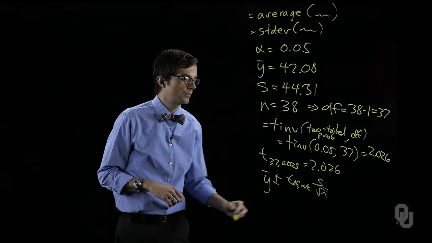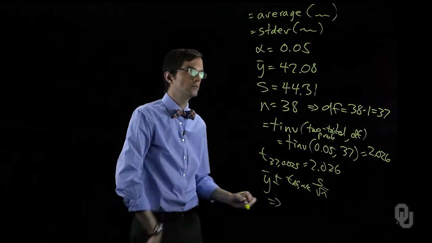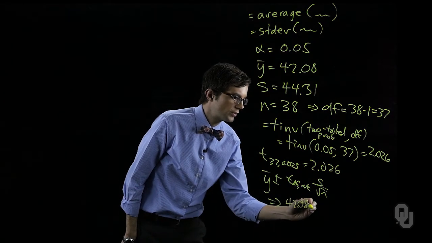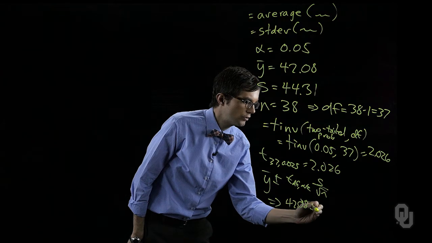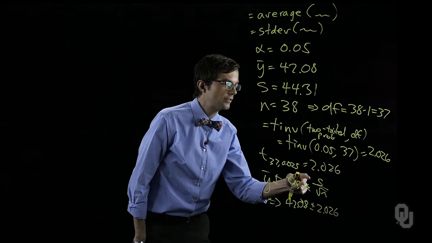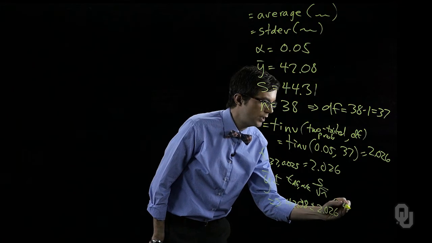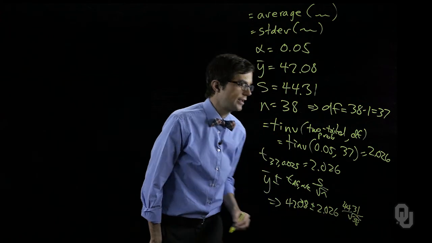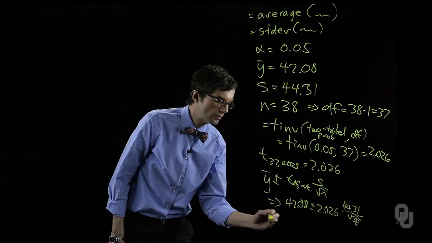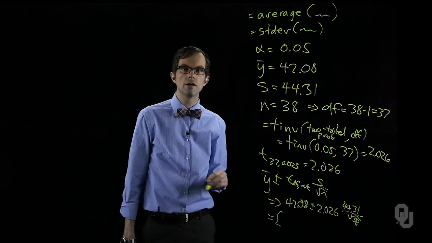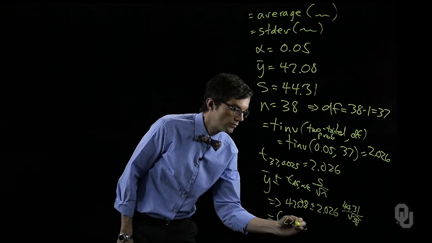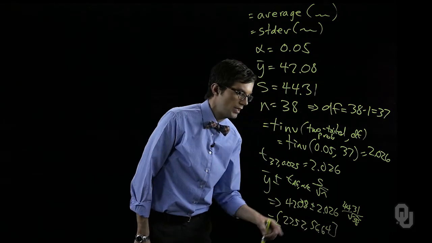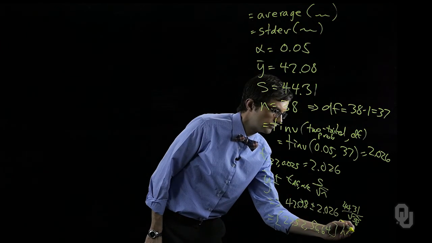That confidence interval, again, is y bar plus and minus t with n minus 1 degrees of freedom, alpha over 2, times s over root n. If we plug everything in, we've got 42.08 plus and minus t alpha over 2, 2.026, times s, 44.31, divided by root 38. We had a sample of size 38. Whenever we do that, we get that the lower bound is 27.52 and the upper bound is 56.64. And this is measured in hours.